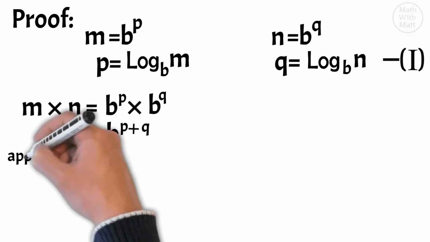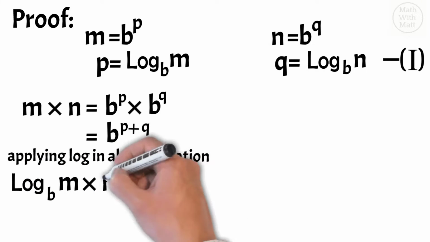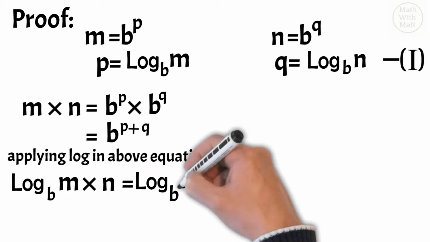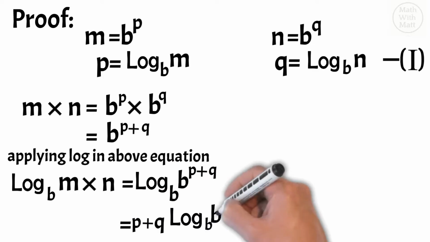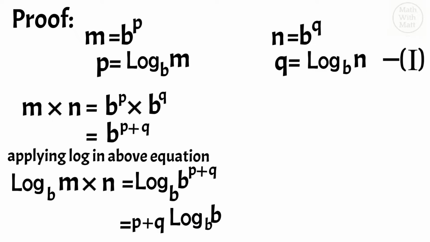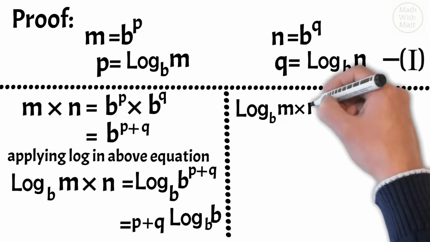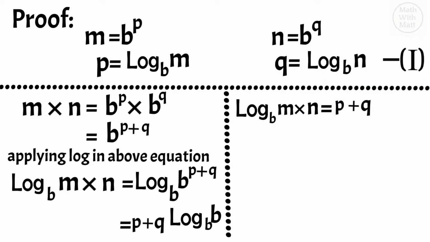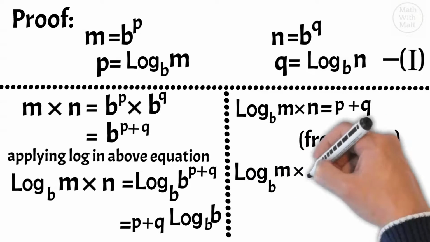Now we apply log to the entire equation. Dropping the power down, we see the properties we've learned before come into action. We use the law of log of power to move p plus q from power. And log of b to base b gives us 1, as the log of a number with same base is always 1, which gives us log m multiplied by n equal to p plus q. And now, recalling back to equation 1, and resubstituting their values, we finally can give the proof of this law.